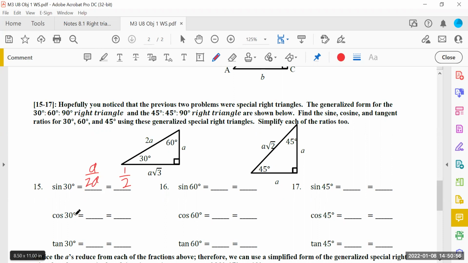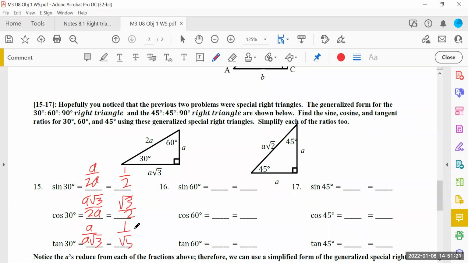The same thing's going to happen for each of these. If I do cosine of 30, that's going to be a root 3 over 2a. And then the a's again cancel out, and I get root 3 over 2. So no matter how big the triangle is, cosine of 30 is always root 3 over 2. And then the tangent, opposite over adjacent. A over a root 3. A's cancel out, 1 over root 3.